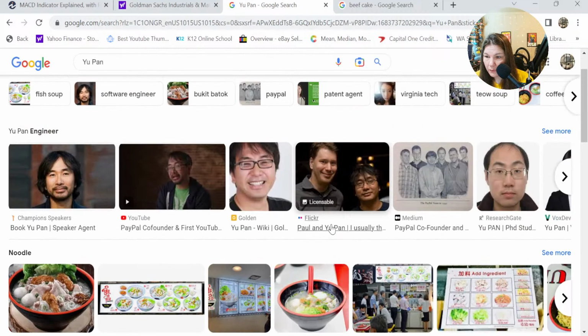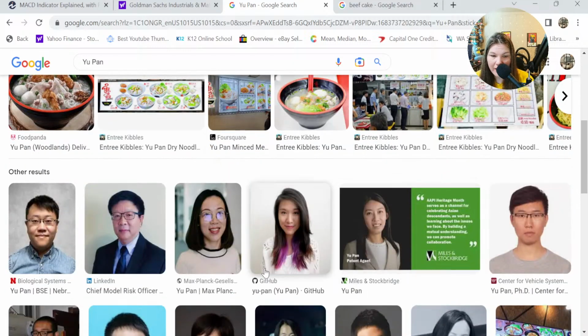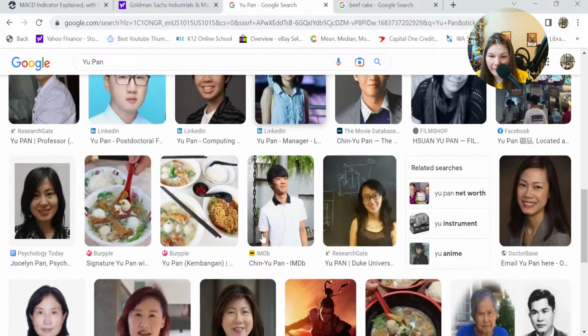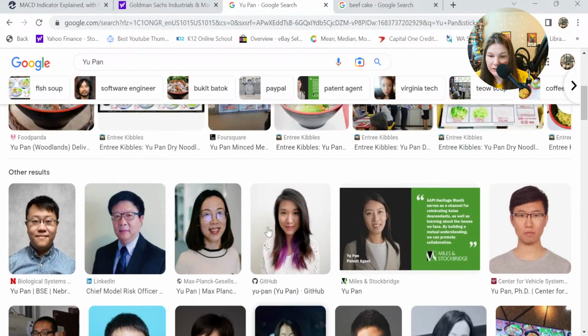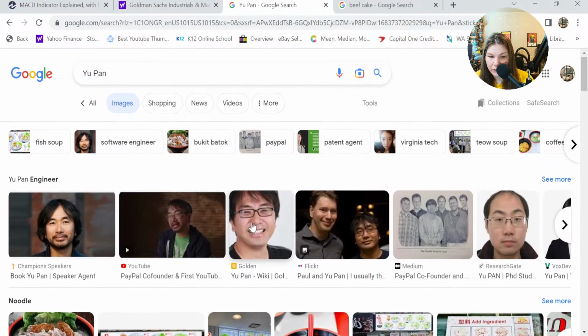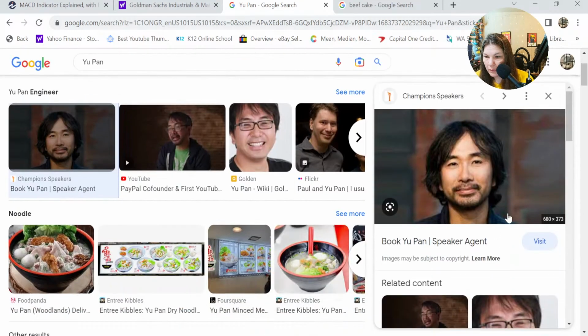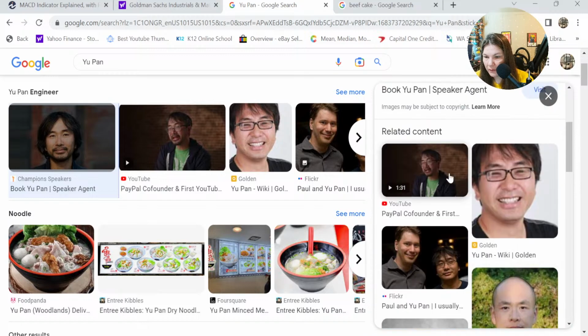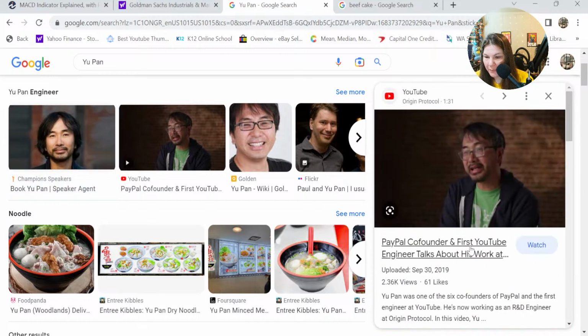You know? I'm just not seeing any muscle whatsoever. There's a lot of you pants, so I'm guessing it's just these first ones. But I'm not... Yeah, PayPal founder, first YouTube engineer, talks about his work.